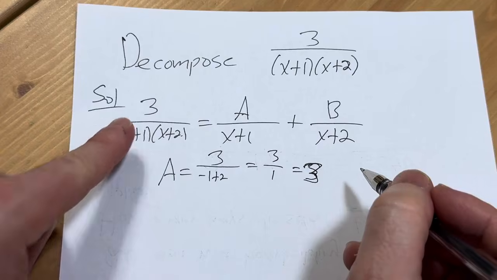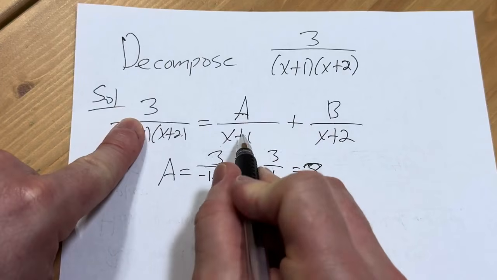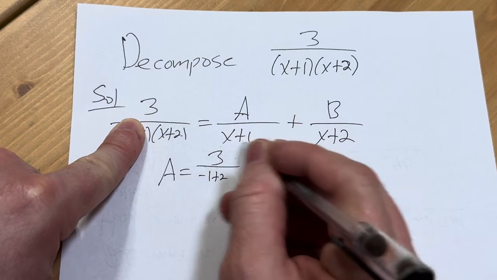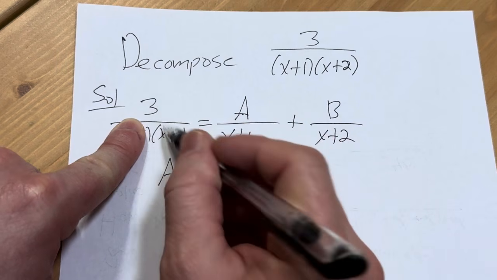Again, to find A, you cover up what's under A, and you ask yourself, what causes a problem here? Well, what causes division by 0? What makes the denominator 0? -1. Then you come over here and you plug it in.